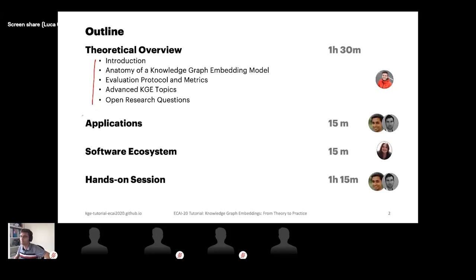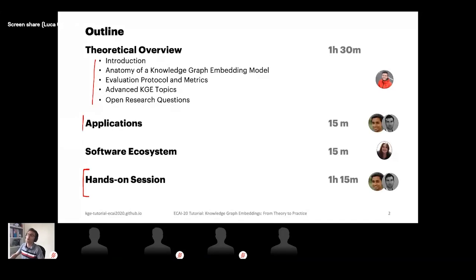Then we're gonna move to a list of applicative examples with Sumit and Nick, and then Adriana will showcase the software ecosystem around knowledge graph embeddings. At the end of the tutorial, we'll have a very interesting hands-on session with a live Colab notebook, and Sumit and Nick will showcase the use of one of the libraries that implement knowledge graph embeddings, and they will show you how to work with that. We're gonna share the link later on. All slides will be shared in the tutorial on the website, so you could look up the content and go through the slides later on as well.